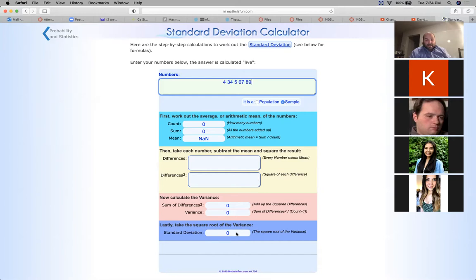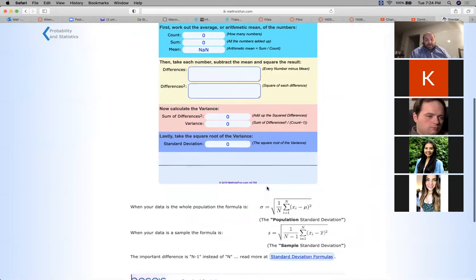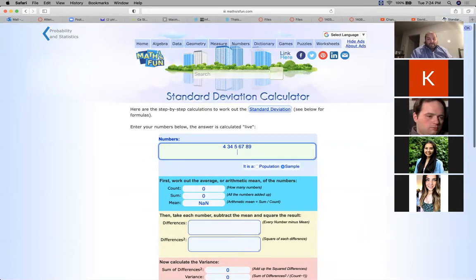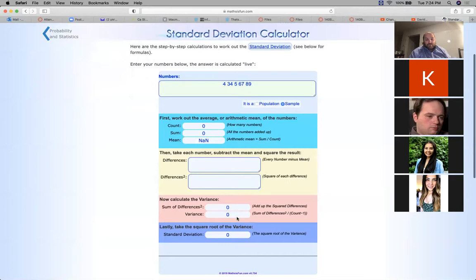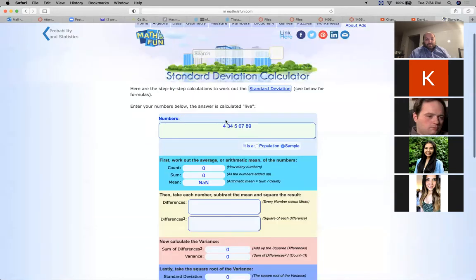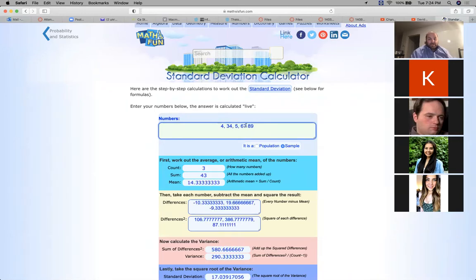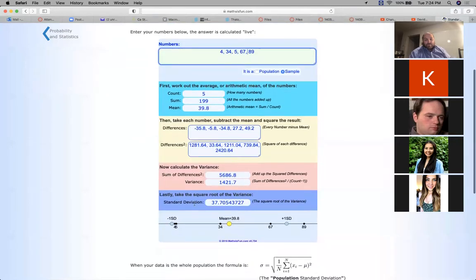And then I hit enter. Enter your numbers below, the answer is calculated live. Maybe I've got to put commas in between: 4, 34, 5, 67, and 89. And then you go down here and bam, standard deviation 37.7.